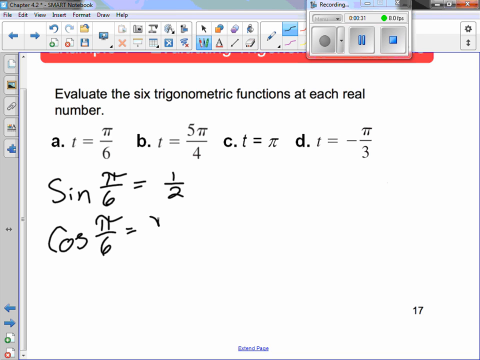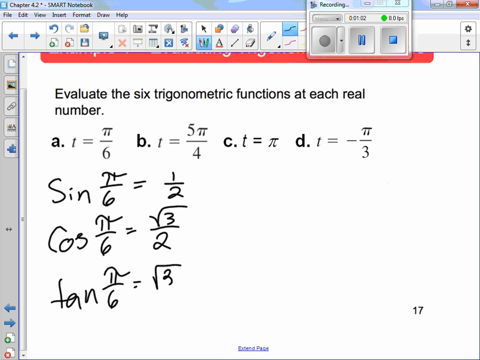Cosine of pi over 6 would be square root 3 over 2, and tangent of pi over 6 now would be 1/2 over square root 3 over 2, yes? Now we have another little chart on that reference sheet, on the other side of where your finger's pointing. Here? Tangent of pi over 6 is square root 3 over 3.